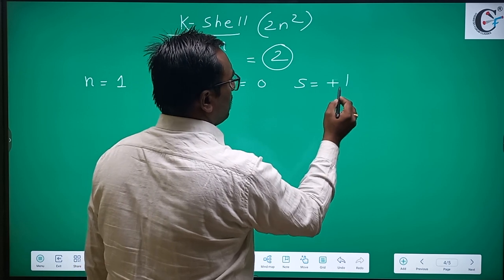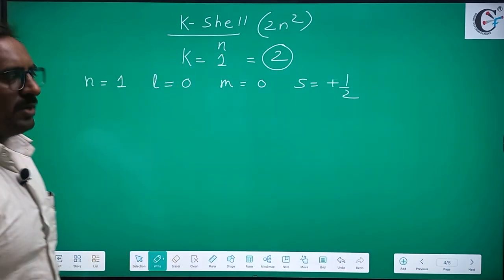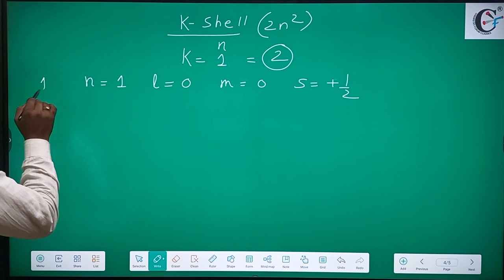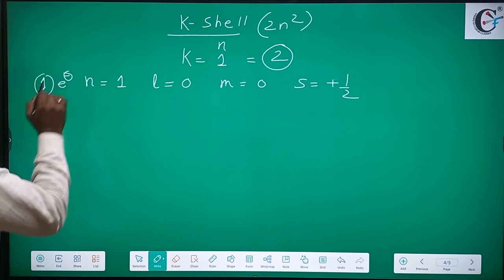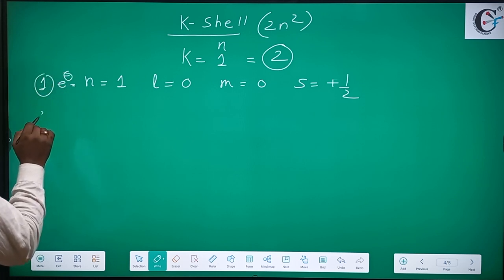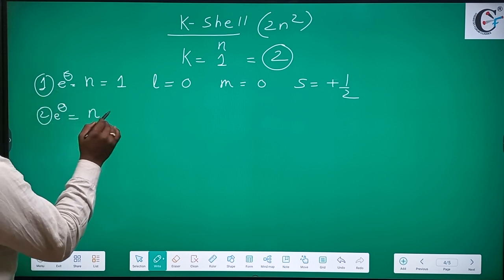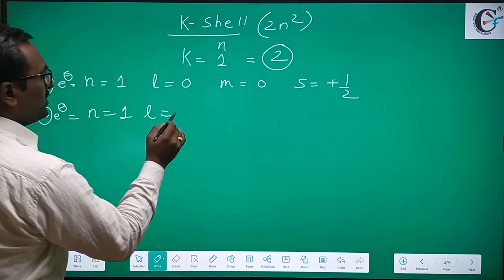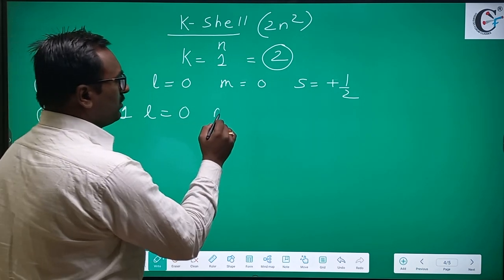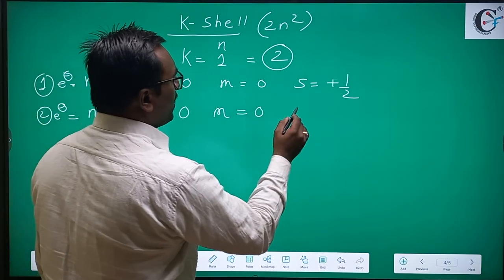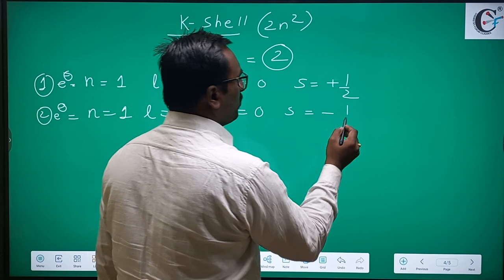and spin quantum number s is equal to plus half. Okay, this is the first electron. Now we have the second electron. n value is equal to 1, l is equal to 0, m is equal to 0, and spin quantum number s is equal to minus half.